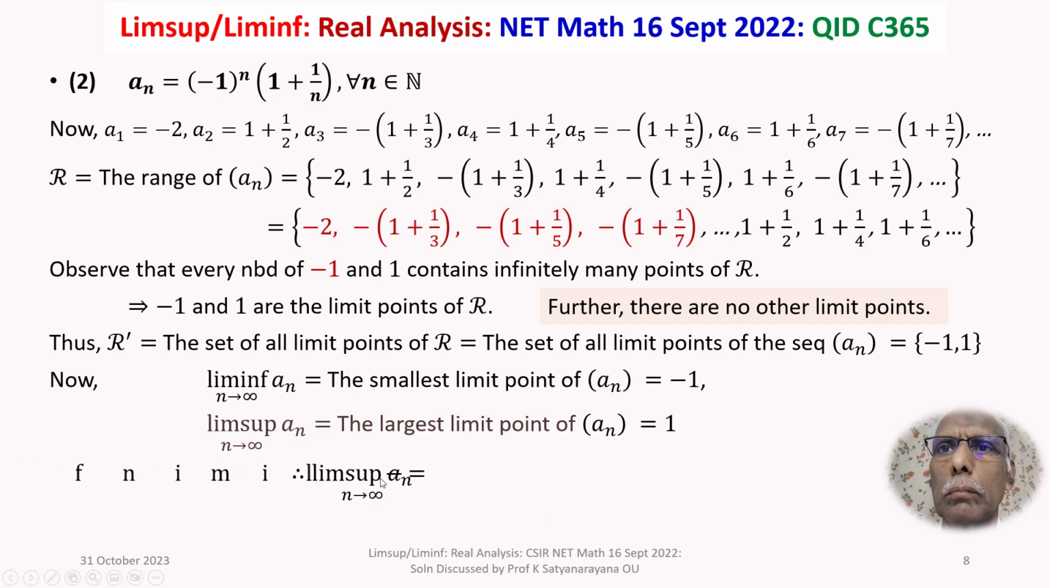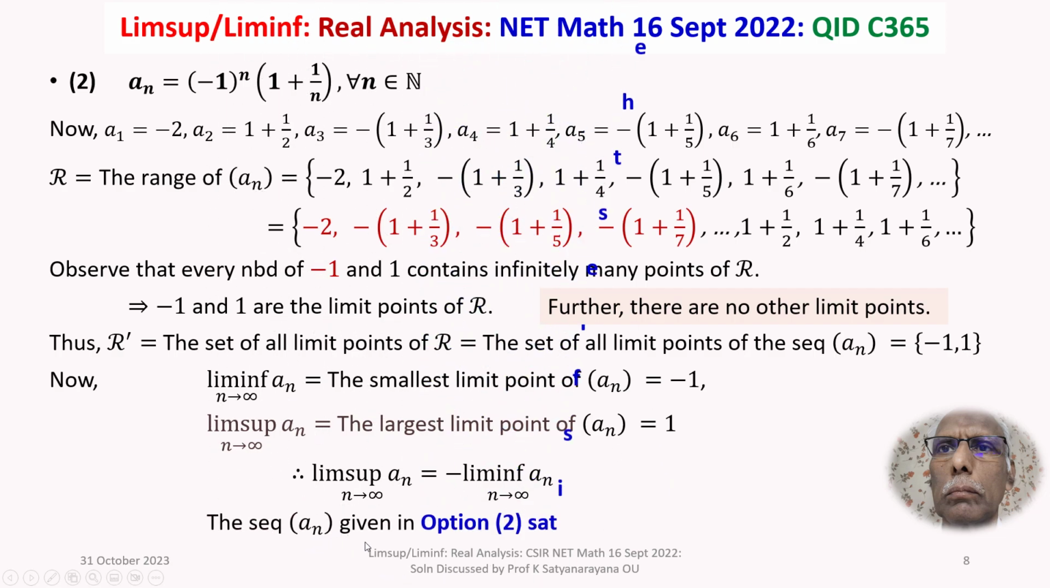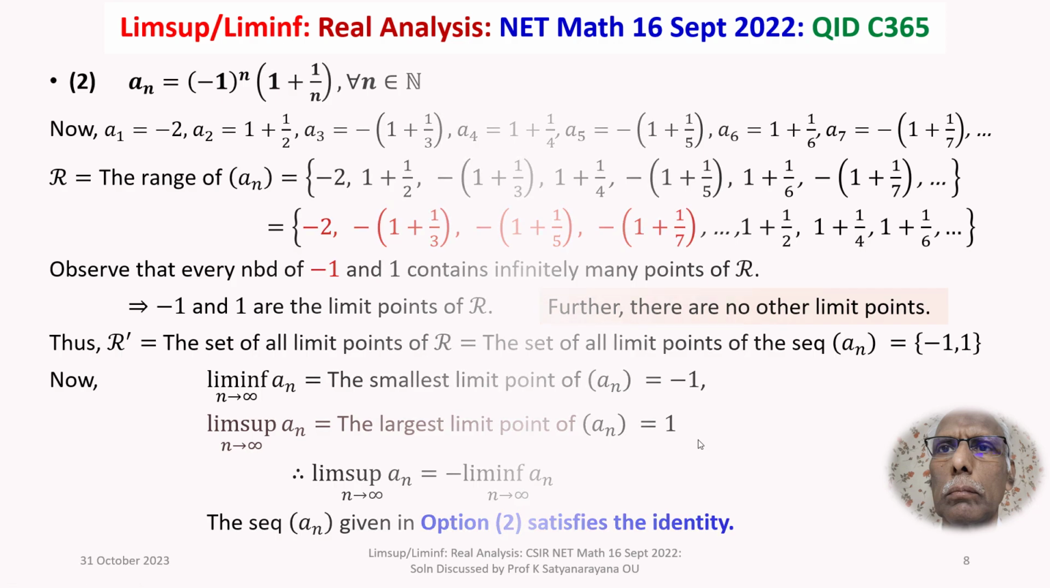So limit superior of an is equal to minus times limit inferior of an. Superior is 1, minus times minus 1 is plus 1. So thus the identity is satisfied for this sequence. Thus the sequence an given in option 2 satisfies the identity. We move to the next one.